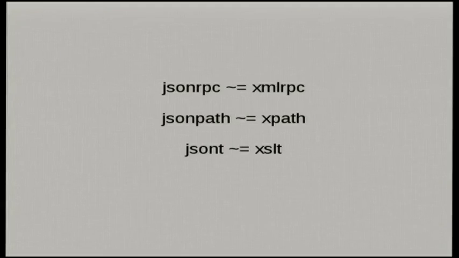JSON-RPC exists. It's got a lot of the advantages of XML-RPC. There is JSONPath, but JSON's easier, and the existence of XPath is a testament to how hard it was to work with XML. And so JSONPath is not so necessary.